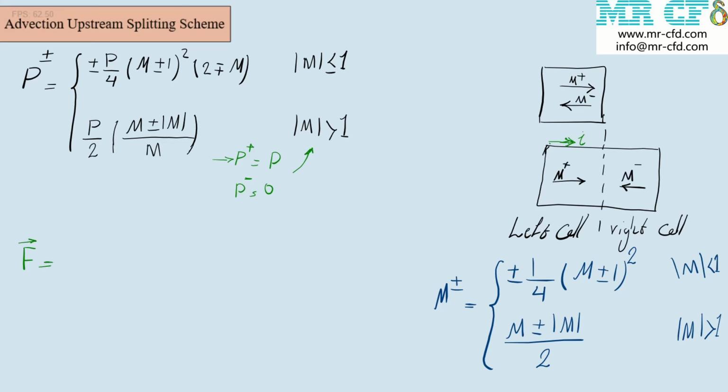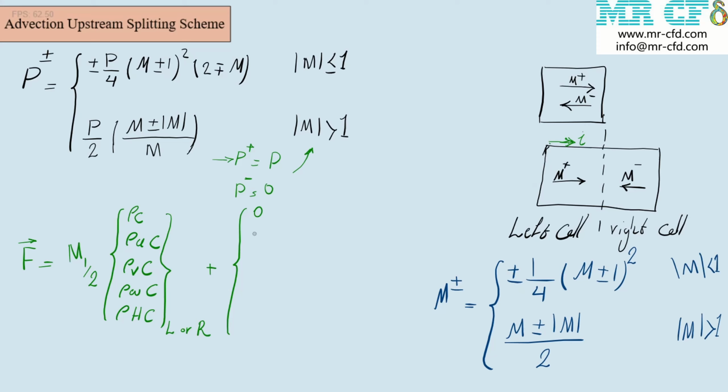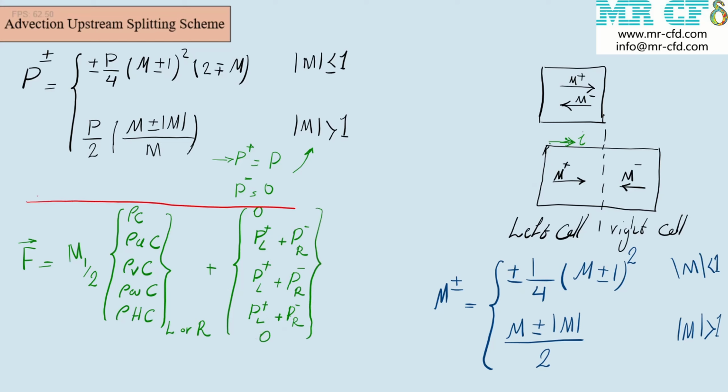By incorporating these relations into the formulas for F, it becomes F equals the advection Mach times the right or left matrix of advection. The pressure, Fp, is defined as the sum of the positive pressure from the left cell and the negative pressure from the right cell. This approach ensures that each component of the flow is appropriately influenced by the prevailing conditions in adjacent cells and that the pressure contributions are accounted for in the flux computations.